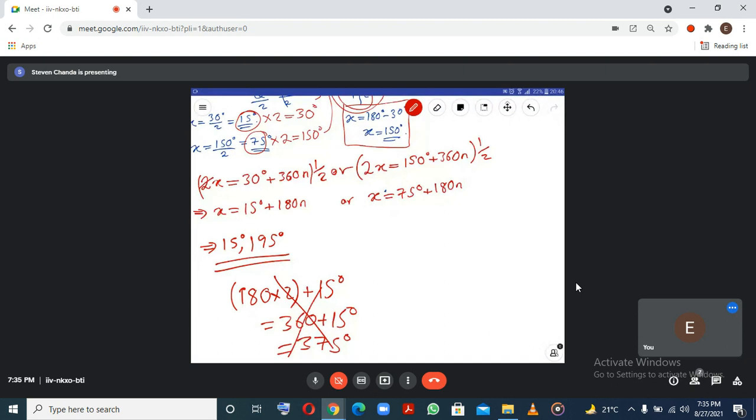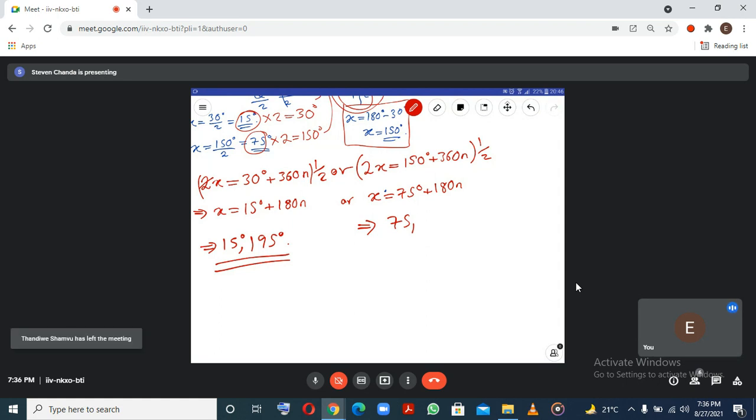Then we now go to this side as well. Thank you so much for reminding me of this. Oh my goodness. On this one again, the same thing. So we know our first one is going to be 75, when n is equal to 0. Then if n is equal to 1, we're going to have 180 plus 75. That's 255.